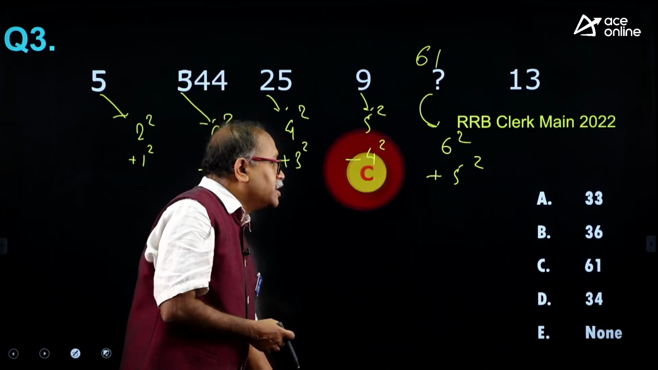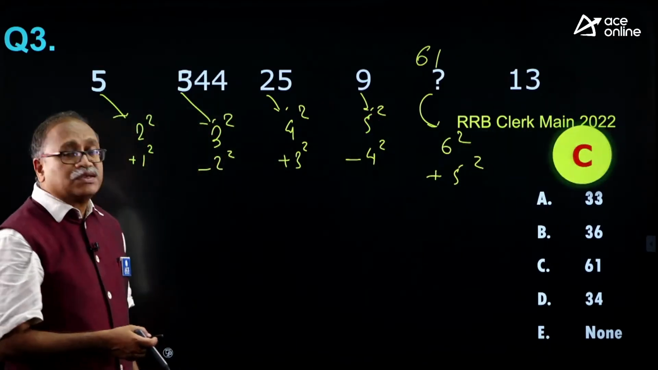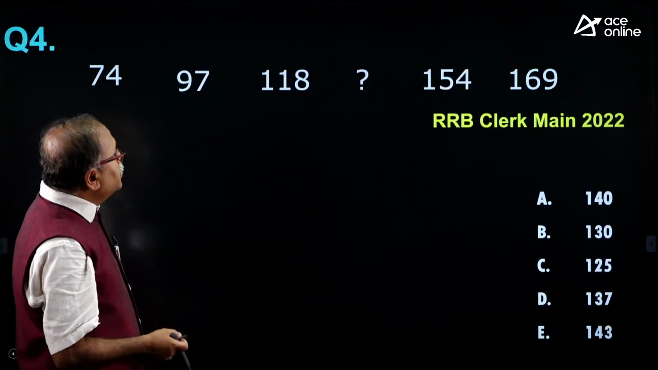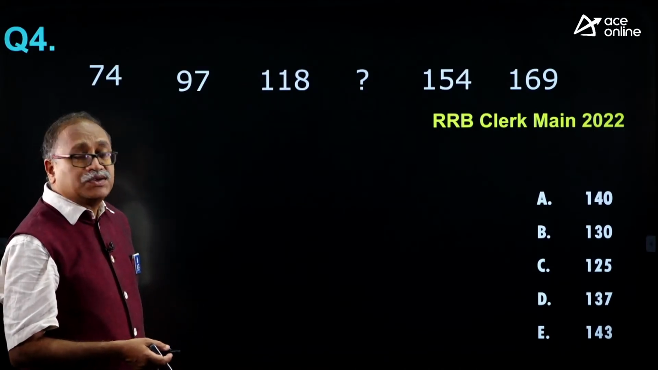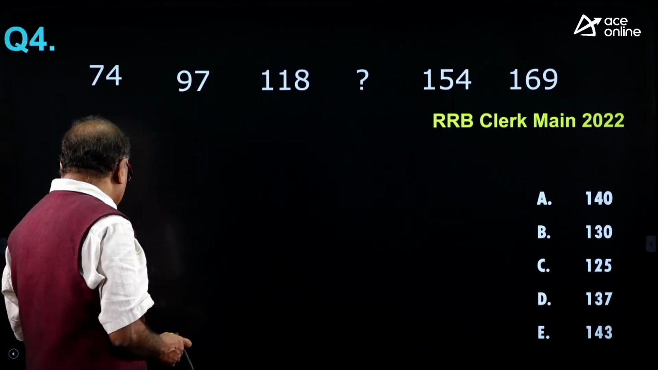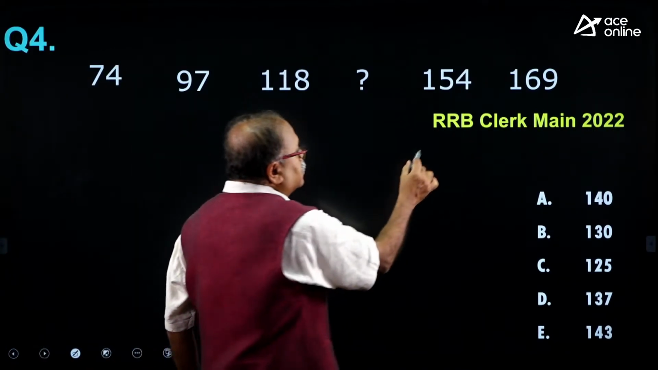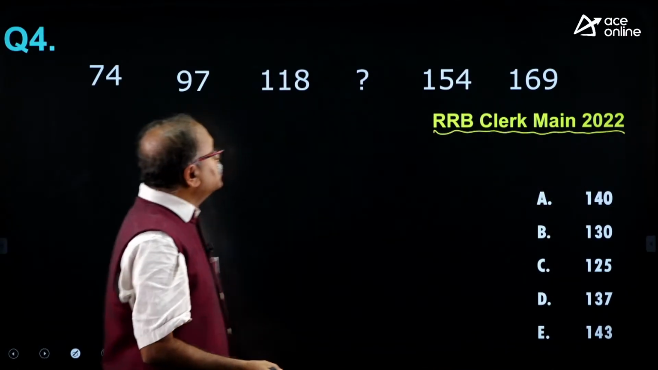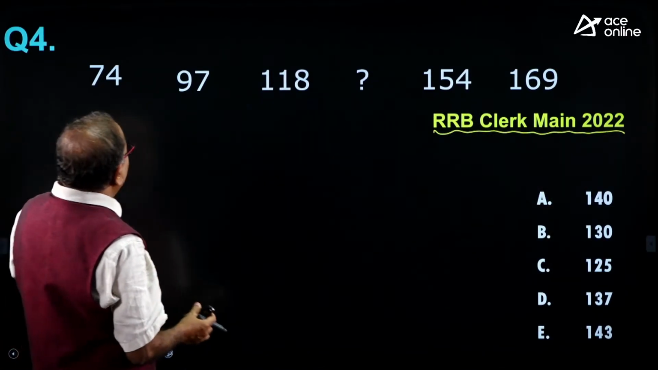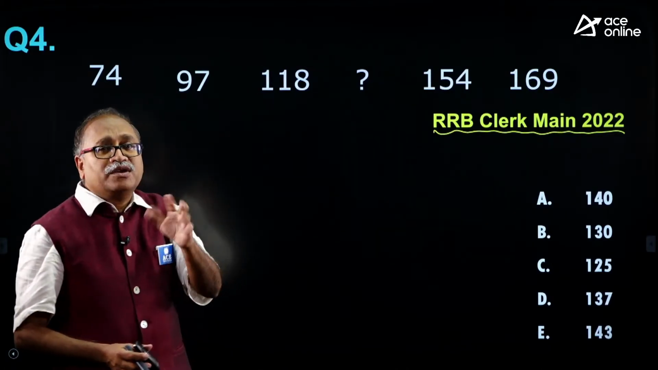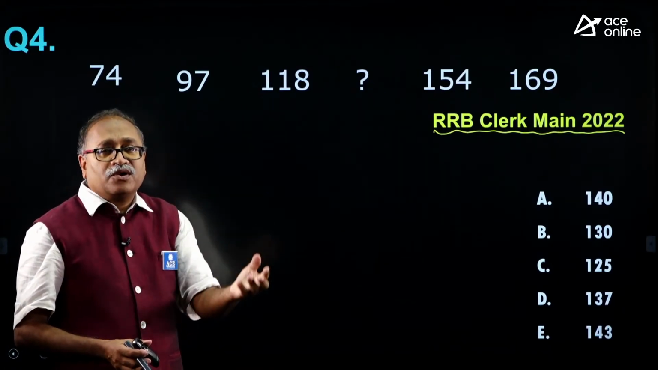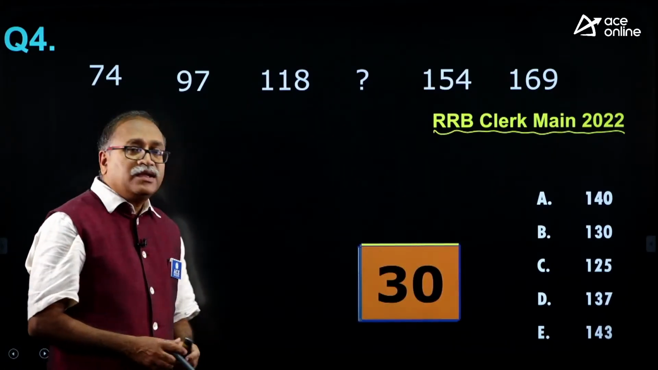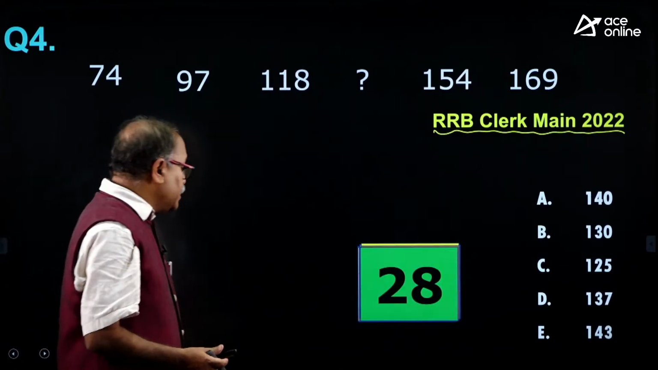Okay, I did not give the time. Anyhow, option C is right. I am moving on to the next and look at this question. What exam is it? That is RRB Clerk Main 2022, and the numbers are simply increasing. So, I am not giving any clue to you. You can work this out. Take your 30 seconds and answer this question, my dear friend.